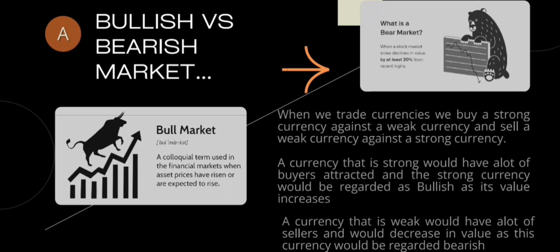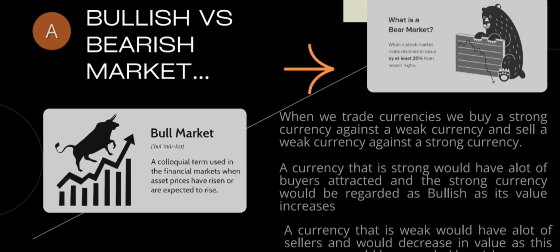Okay. So when we trade currencies, which is what we're going to be doing for the most part of our trading journey, we're going to be looking at the FX markets before we diversify into other trading assets. So when we trade currencies, we buy a strong currency, or a bullish currency, against a weak currency, which is bearish. And we sell a weak currency, which is bearish, against a strong currency. A strong currency will be bullish.